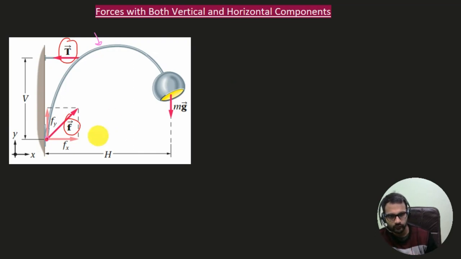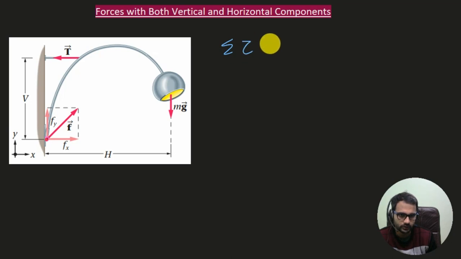Now, we're going to use the same conditions that we mentioned at the start of the video: net force zero and net torque also zero. First we'll use the zero net torque condition, so net torque on the system equals zero. For that, we have to choose the axis of rotation. It's better if we choose this point, because here the torque due to this force F goes to zero, right?